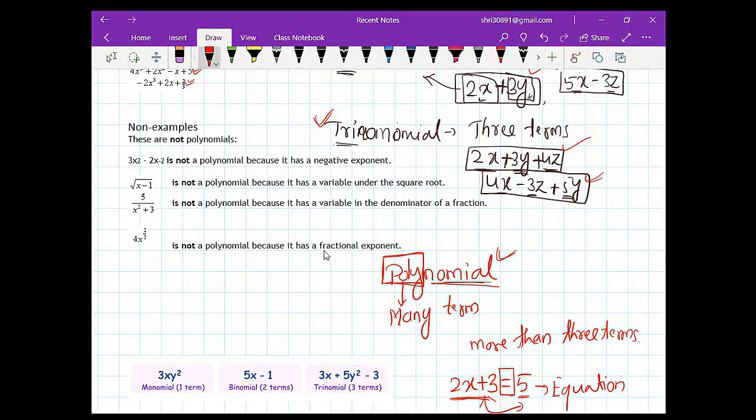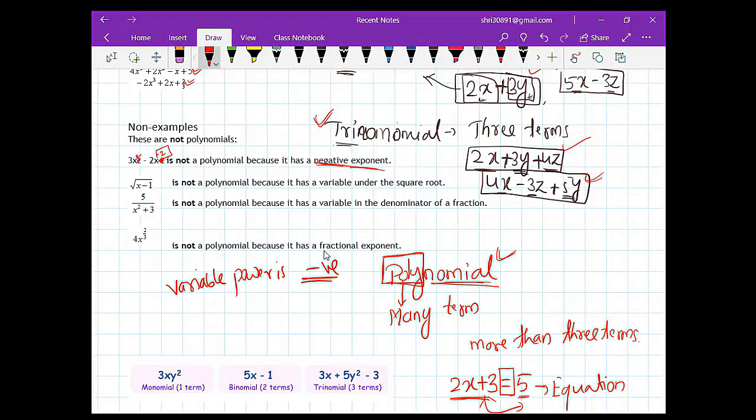See, this is 3x squared minus 2x raised to the power minus 2. Here the power is minus 2. If the variable's power is negative, then that is not a polynomial. So this is not a polynomial because it has a negative exponent. If the exponent of a variable is negative, then it is not a polynomial.